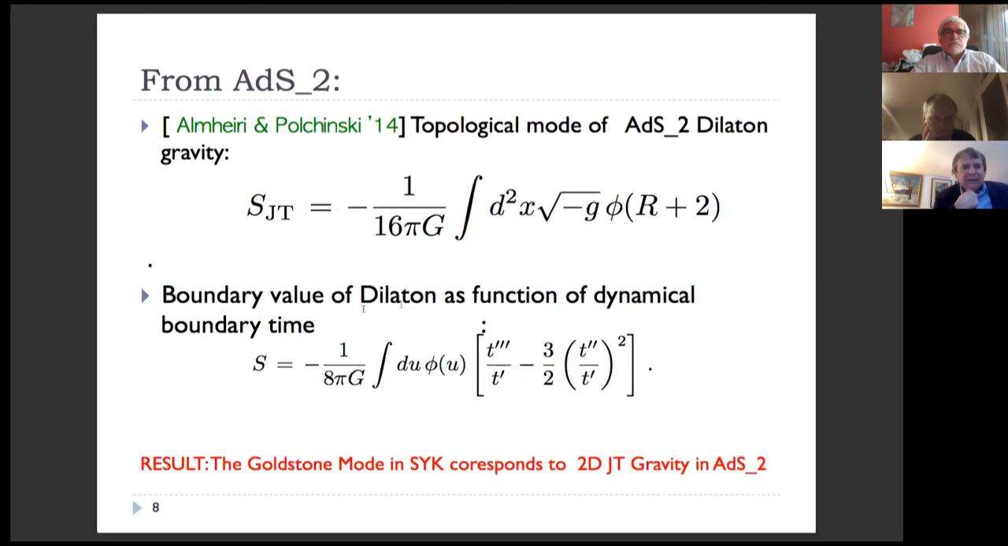And this is really an observation that two-dimensional Jackiw-Teitelboim gravity is topological, no degrees of freedom. It would only have a boundary quantum mechanical degree of freedom, which would be the time at the boundary being dynamical. And the value of that coupling is the value of the dilaton at the boundary. And this also takes the same form of the Schwarzian action, and that has been probably known.